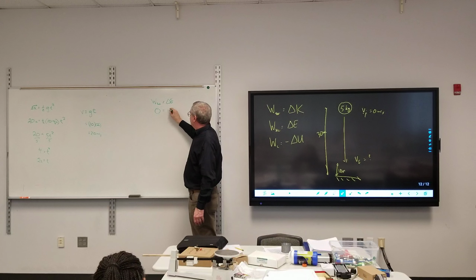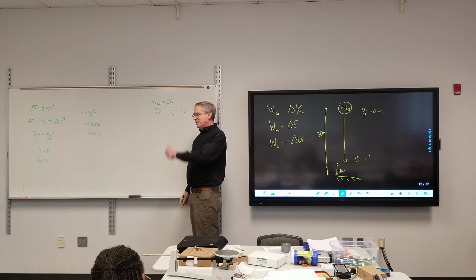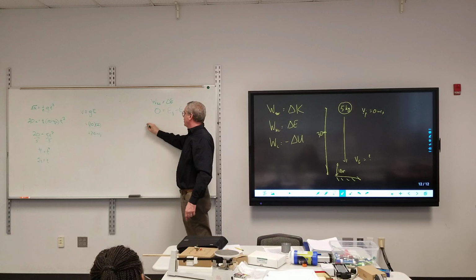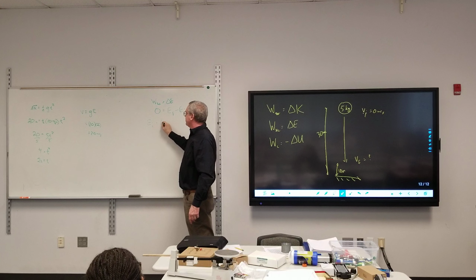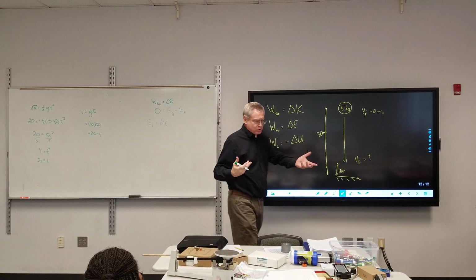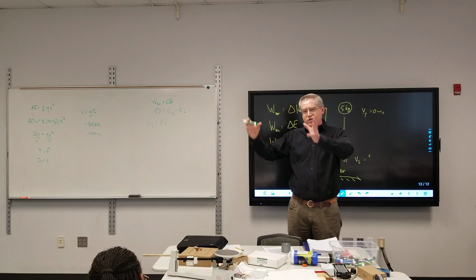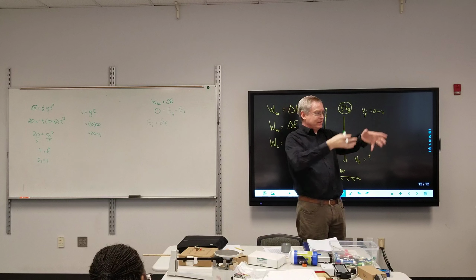So that's equal to my final energy minus my initial energy. I'm just going to bring that energy over to the other side. So I've got my initial energy equals my final energy. That is the shorthand notation for saying energy is conserved. Whatever total energy I have at the beginning, I've got at the end.